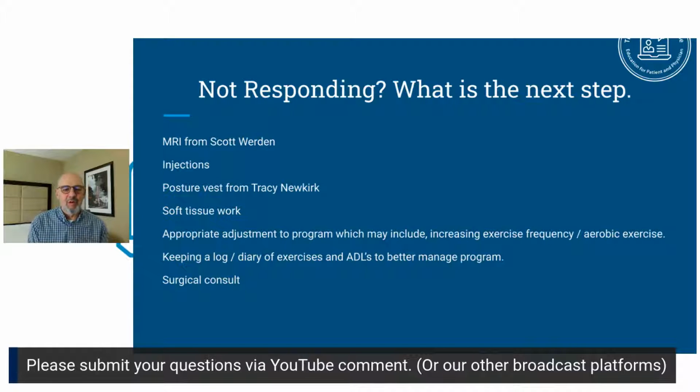I have patients that are doing myofascial release and are getting some good response, but I've probably seen more people that have had soft tissue work and it didn't help or made them worse. The part that we can still change is adjusting the program, and that may include increasing exercise frequency, increasing their aerobic exercise.